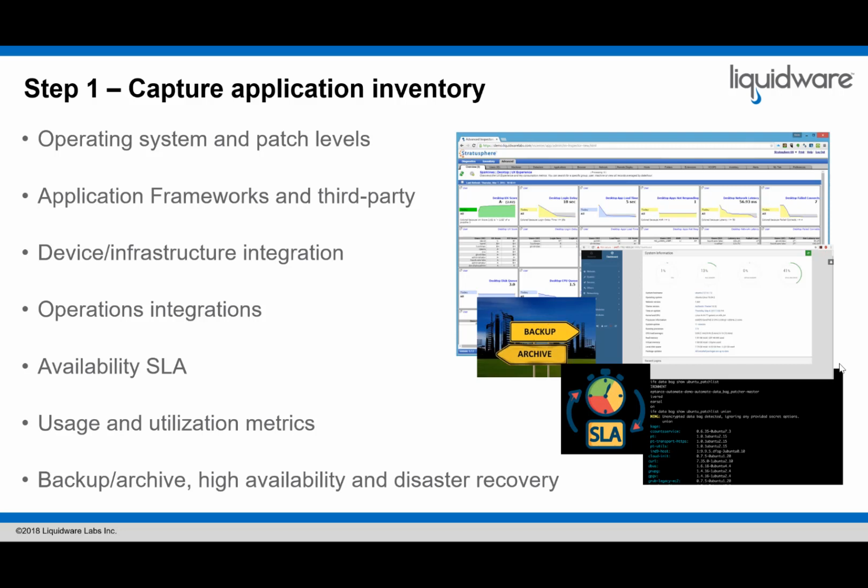What's the available SLA? For each resource, document the expected SLA and uptime requirements.